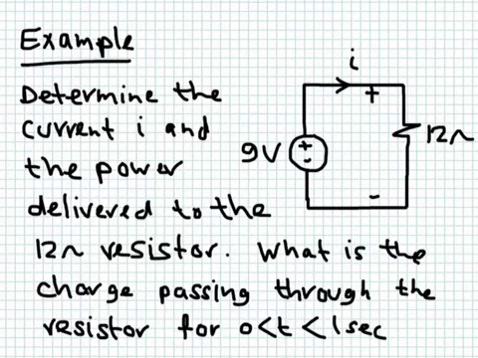Okay, let's have some examples. Here we have a very simple circuit. We would like to calculate the current I flowing in the circuit. We would like to calculate the power delivered to the 12 ohm resistor, which can also be stated as the power dissipated in the 12 ohm resistor. We would like to determine the charge passing through the resistor between time 0 and 1 second.